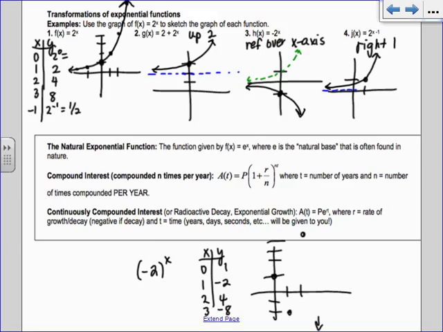Right? It's really weird. And don't even think about negative 2 to the 0.25. It gets really weird. Negative 2 to the 0.25, you actually wouldn't be able to do. It would not exist. It'd be the 4th root of negative 2. So that would not work.